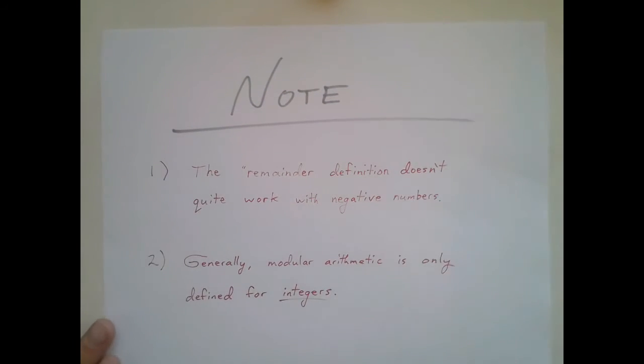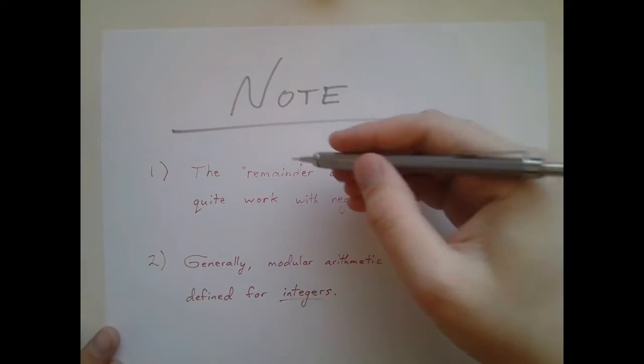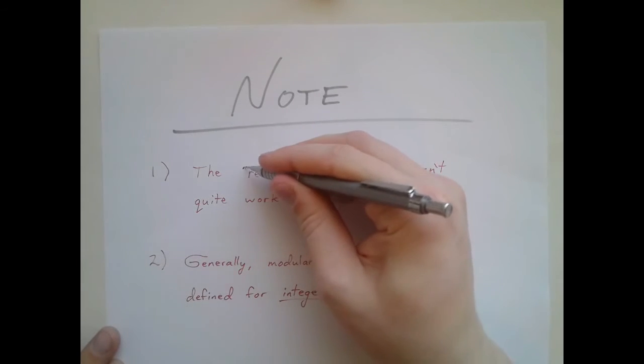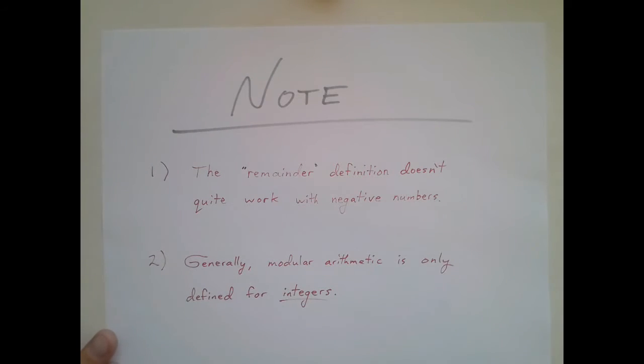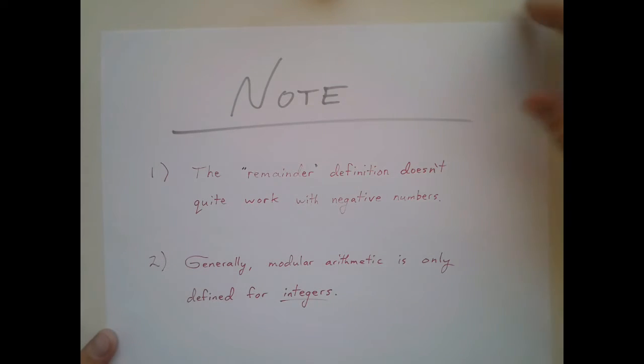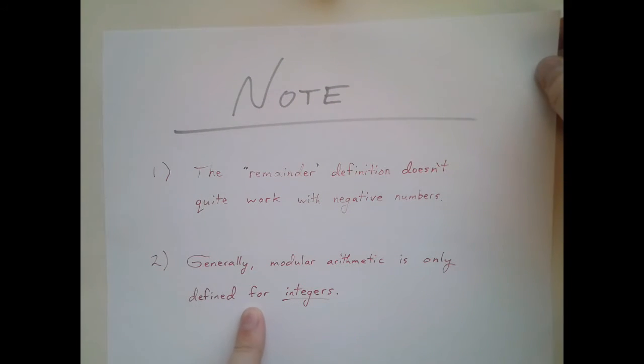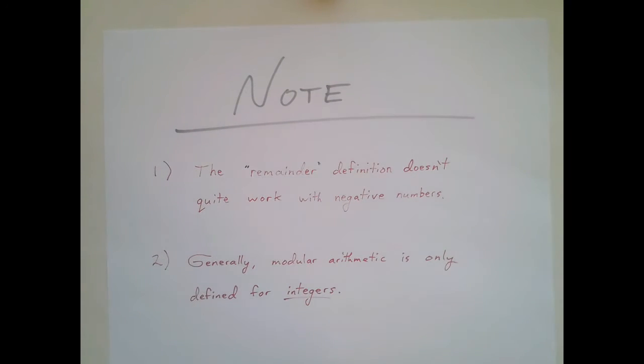So a couple things before we go on though. The remainder definition doesn't really work with negative numbers. And negative numbers are actually pretty easy. I'll show you guys that in a minute. But the other thing is you don't usually use modular arithmetic unless it's integers.